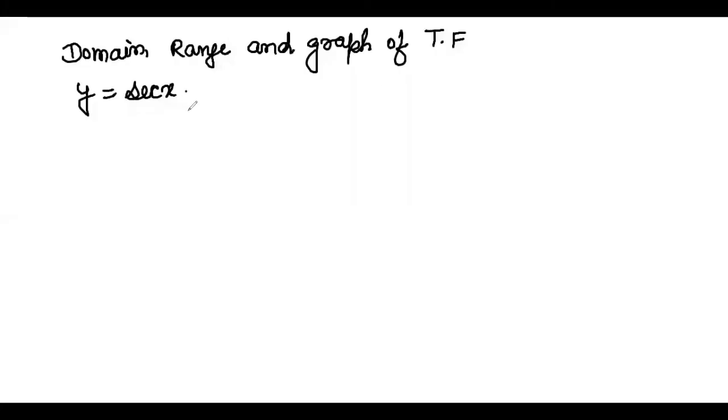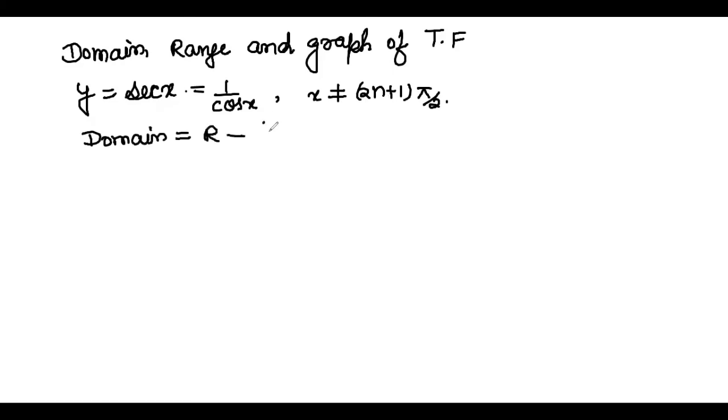Now we'll discuss domain, range and graph of sec x. Here sec x we can write as 1 by cos x, and x not equal to (2n plus 1) pi by 2. At (2n plus 1) pi by 2, meaning odd multiples of pi by 2, sec will be infinity. So here the domain value will be all real numbers except (2n plus 1) pi by 2.